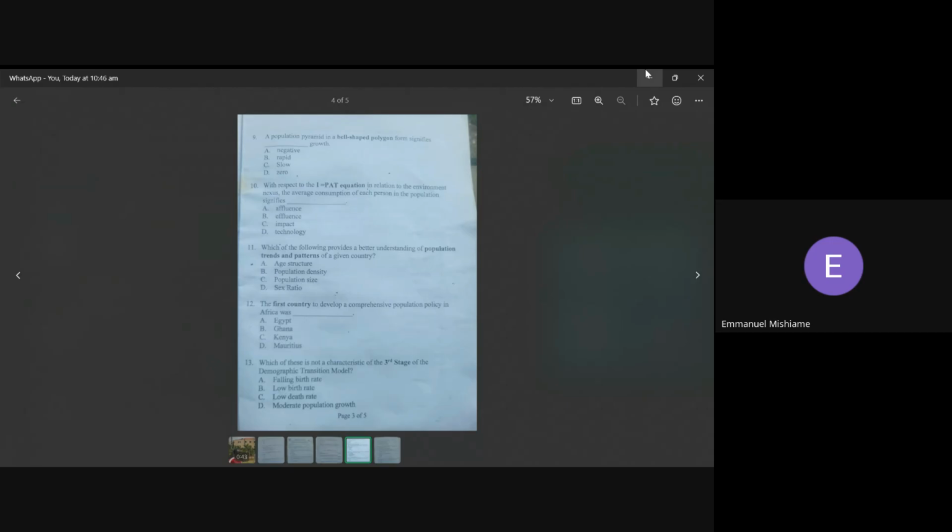All right. Now, the first country to develop a comprehensive population policy in Africa was, I think, this one. I doubt if anybody will be able to, but anyway, let me ask you the question. A was Egypt, B Ghana, C Kenya, D Mauritius. What's the answer? D. Mauritius. D, Mauritius.